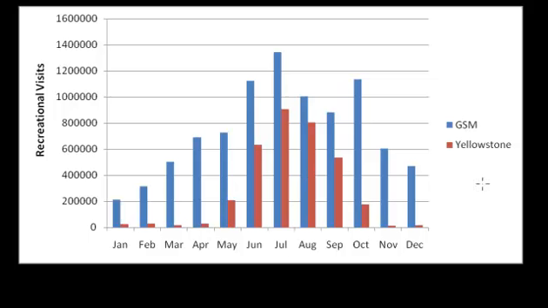Well, what's something else that stands out? It appears that the Great Smoky Mountain National Park consistently has more recreational visitors than Yellowstone for every month. Sometimes it's extremely different, and other months not quite as much, but it looks like the Great Smoky Mountain National Park has more in each month than Yellowstone.